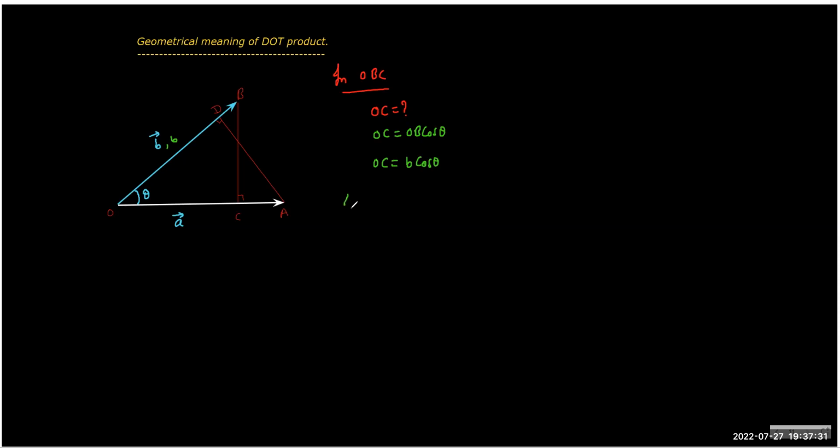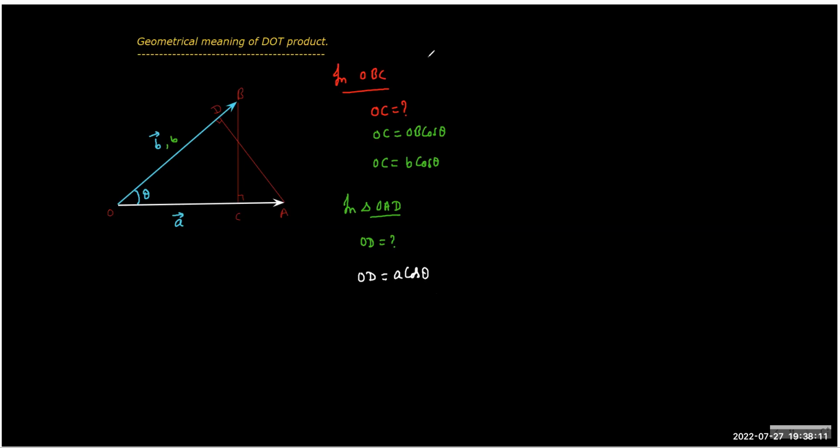All right. In triangle OAD, what is OD, guys? OD is A cos theta. Very good. So OC is B cos theta and OD is A cos theta. That's really interesting. So these lengths are called projection or shadow. What we call projection or shadow.